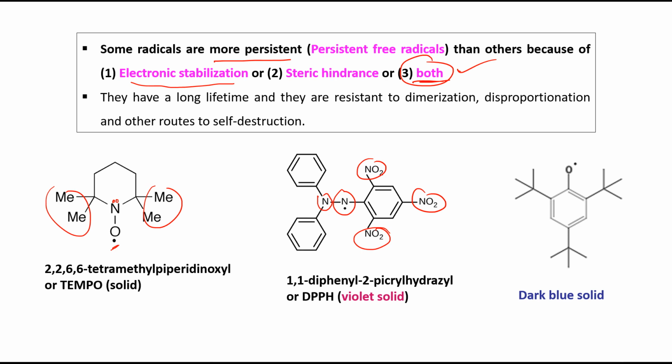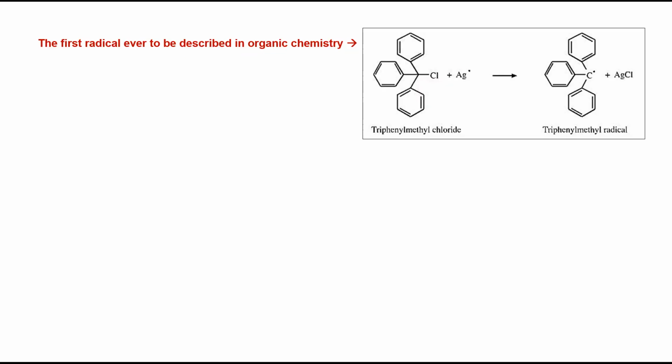And then one more example, here also we have benzene ring, so conjugation is possible, which will give stability to this free radical. And there we have 3 tertiary butyl groups which is making it sterically hindered. So that is why the other routes of self-destruction cannot take place easily. Okay, so that is why these are the examples of persistent radicals.